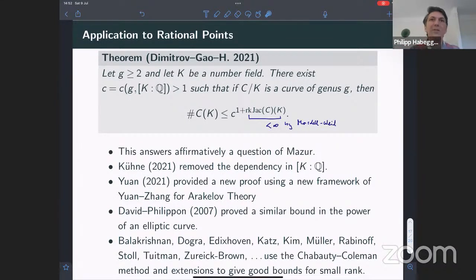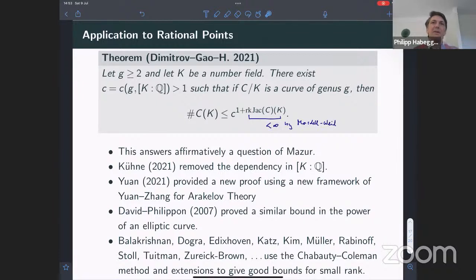Yuan gave a new proof of this bound using a new framework of Arakelov theory developed by himself and Shou-Wu Zhang for quasi-projective varieties. And much earlier, already in 2007, Rémond and Philippon gave a bound of the same quality, so something exponential in the rank of the K-points of the Jacobian, if everything is inside a power of an elliptic curve. So if your curve C is inside E to the g for some elliptic curve E, and the point was that the constant did not depend on the elliptic curve, whereas here it's kind of the same feature, the constant does not depend on the abelian variety of the Jacobian itself.